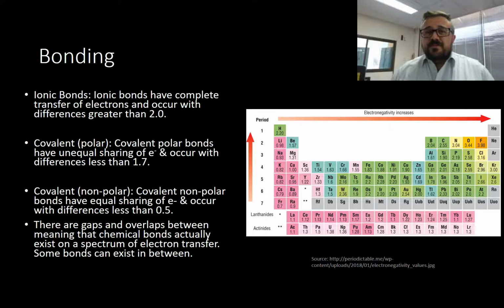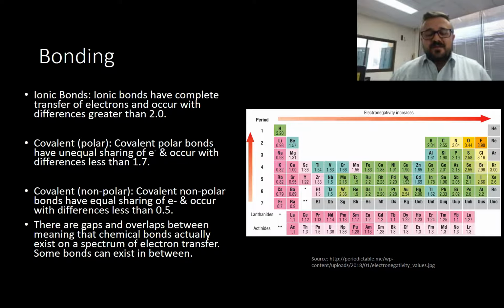So this affects bonding. The way it affects bonding is ionic bonds occur when we have a complete transfer of electrons, and these occur when there's a differential of greater than 2. Polar covalent bonds occur when we have a differential less than 1.7. So in between 0.7 and 2, it's not really an ionic bond, it's not really a covalent bond, it's somewhere in between. So it's not a complete transfer of electrons.